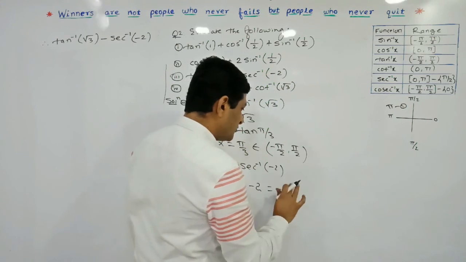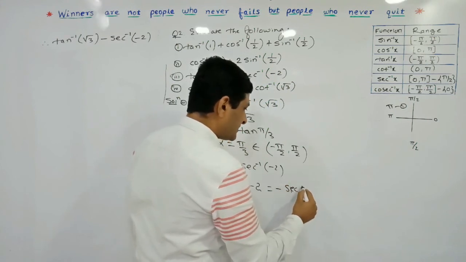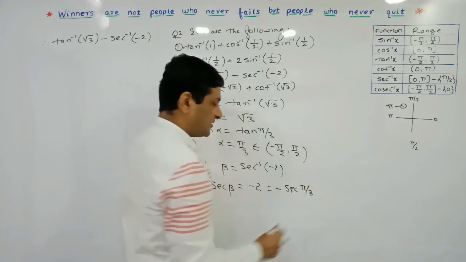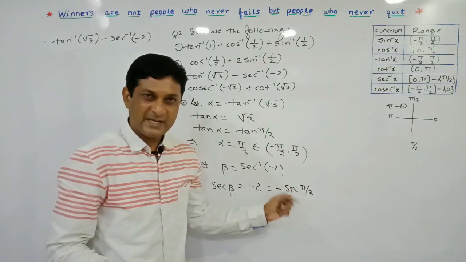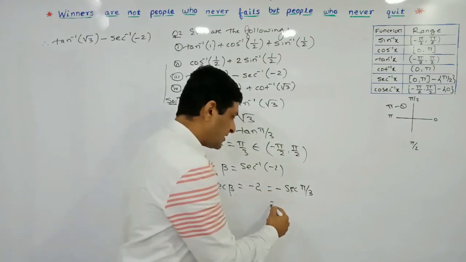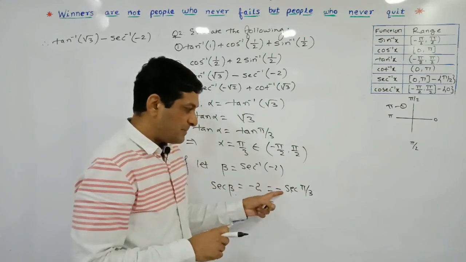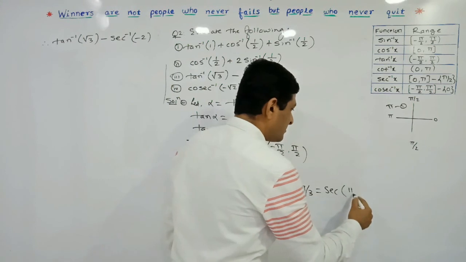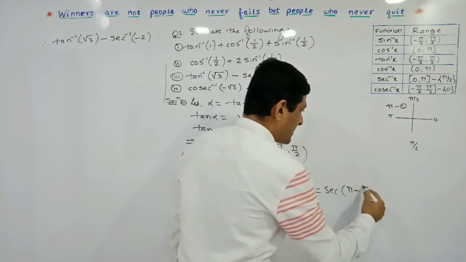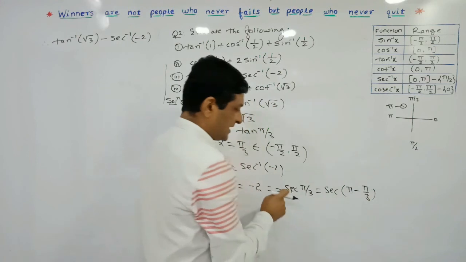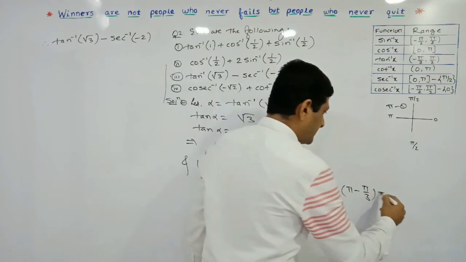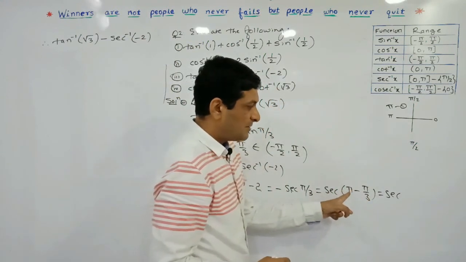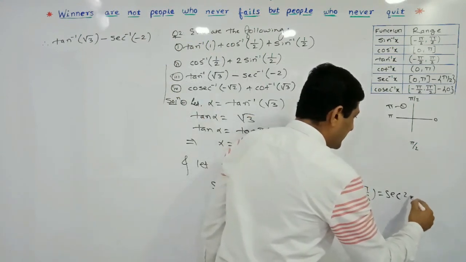Can I replace 2 by sec 60? 60 means what? Pi by 3, because 2 is the value of what? Sec 60. So which is equal to, now according to the allied angle formula, minus sec theta can be written as sec of pi minus theta. What is theta here? Pi by 3, because sec of pi minus theta is minus sec theta. Let us simplify it, which is equal to sec. Now if we take cross multiplication, 3 pi minus pi will be equal to 2 pi by 3.